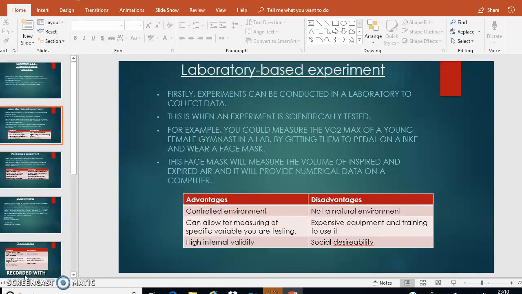And the disadvantages are that it's not a natural environment. So for example, for a gymnast to be doing an experiment in a laboratory is unnatural to them. They may not feel particularly comfortable with this, and this could affect the results. The equipment is very expensive, and also the training to use the equipment is expensive. And lastly, social desirability. So the gymnasts may want to impress the people working in the laboratory, for example, and this could also affect the results.